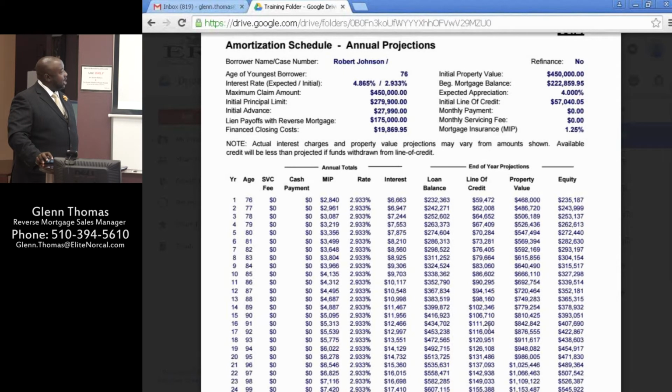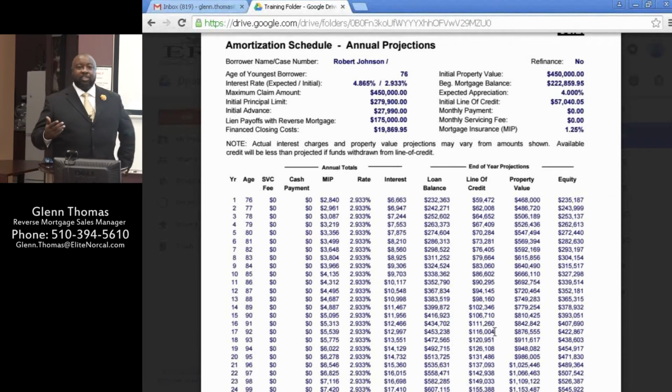Wait a minute, I've got $116,000 sitting on this line of credit. Even though my house hasn't appreciated, I still have $116,000 on here. Why don't I pull that $116,000 out and give it to my family, and let the mortgage insurance pay the difference? So these are just different things you can do with it.